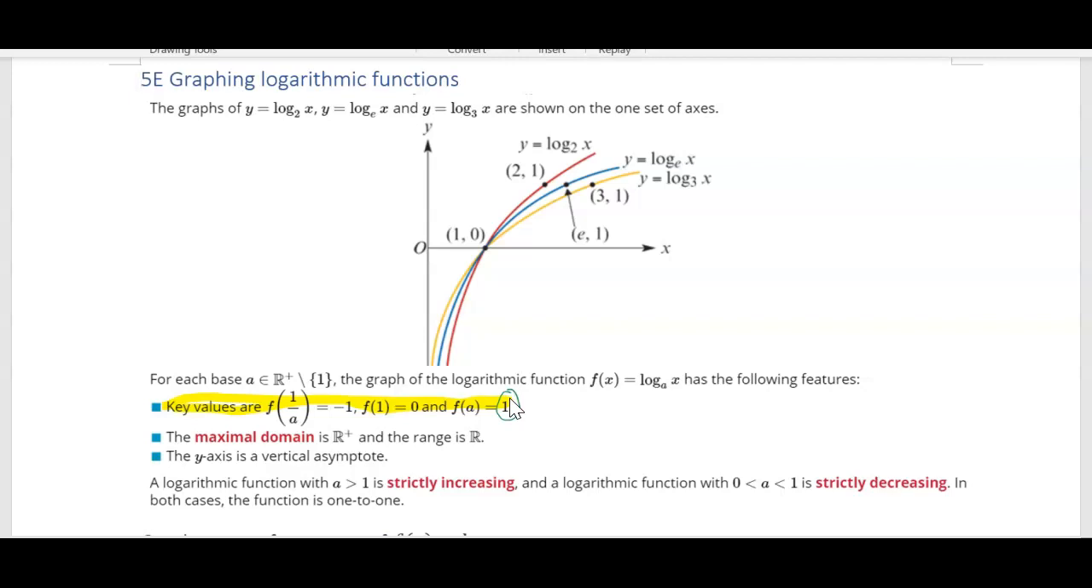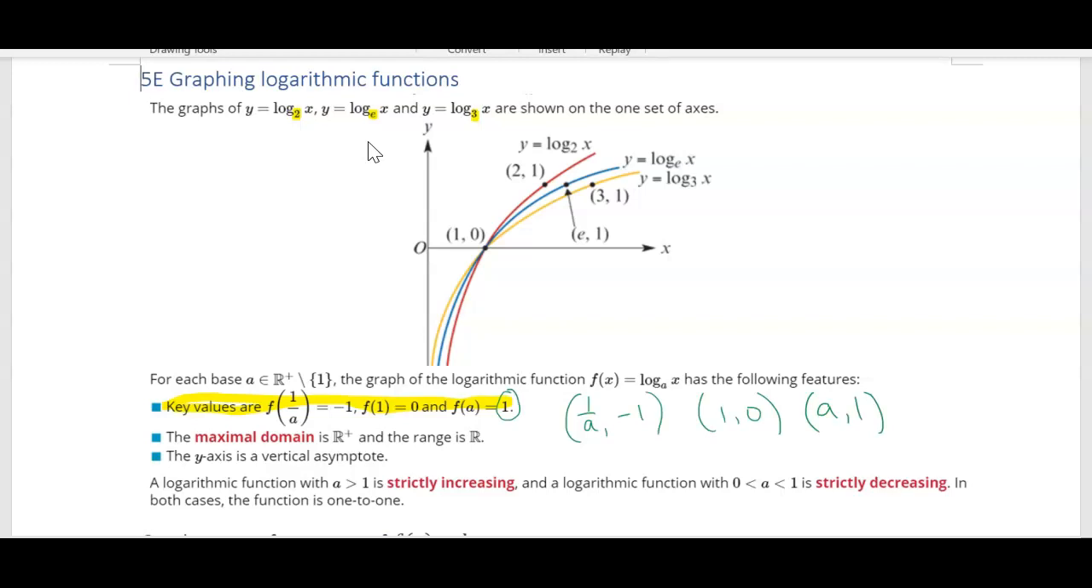Now, obviously, the function can undergo some transformations. This is just your basic one. If you're doing some mapping, you can use these points. So we've got the point (1/a, -1), where a is your base. When I say base, it's the little number down the bottom. So we've got (1/a, -1), (1, 0), and (a, 1). If you want to do mapping with points, you can use those points.